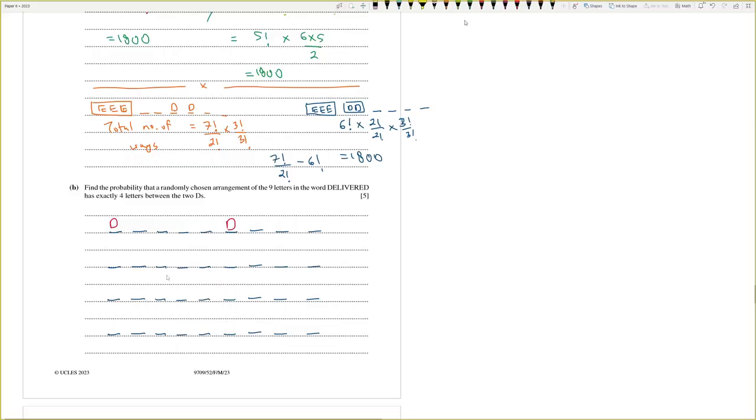So let's do this. D over here 1, 2, 3, 4 D, D over here 1, 2, 3, 4 D, D over here 1, 2, 3, 4 D. These are the number of ways. There are 4 ways in which we can do this.